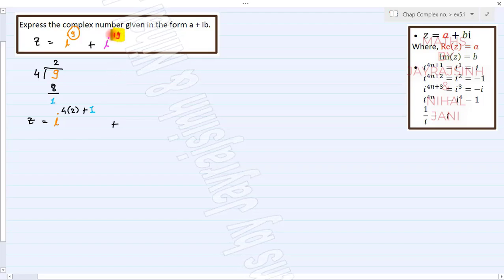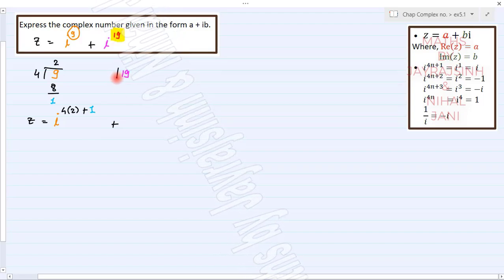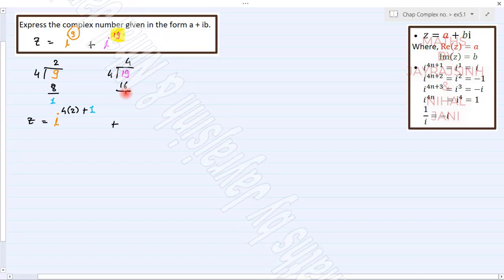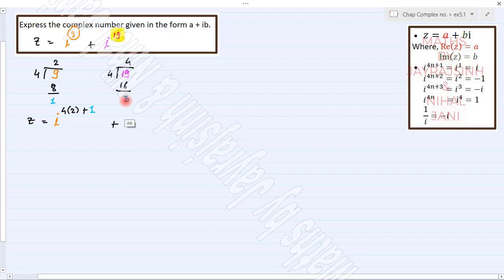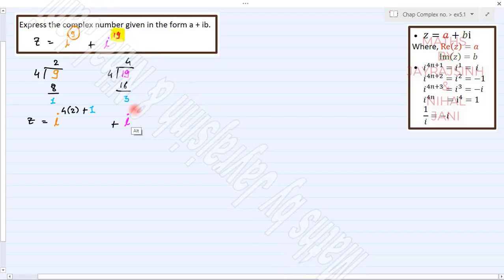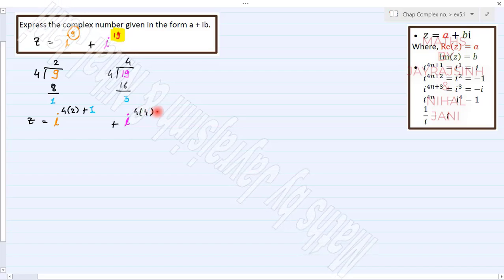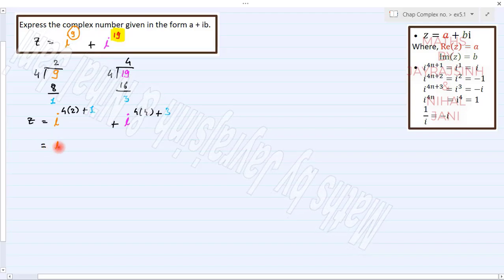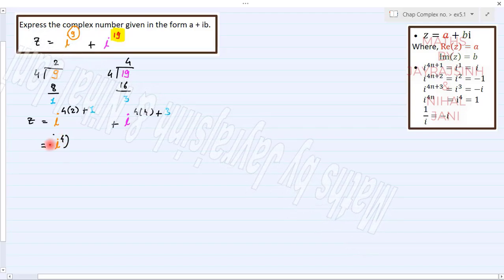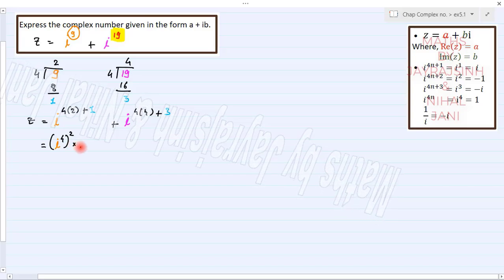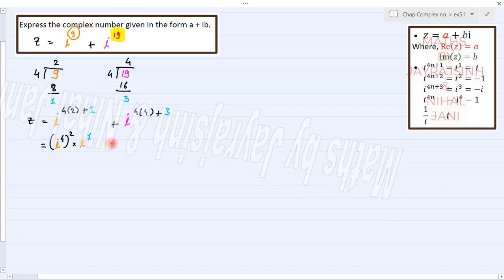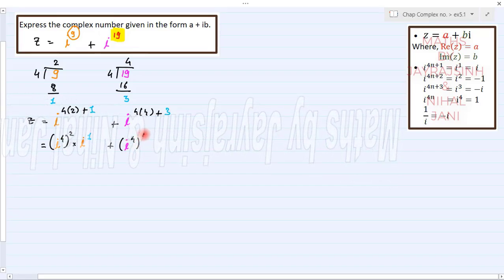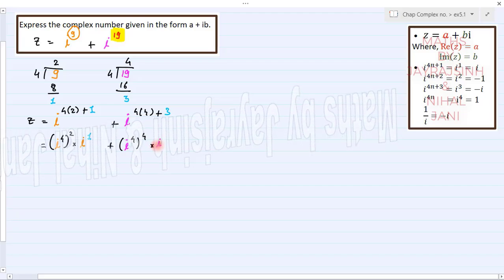Similarly, to simplify 19, let's divide your 19 by 4, and we know that 4 4s are 16. So you will get 3 as a remainder. So your second term will be i raised to 4 4s are 16 plus 3 as your remainder. Now let's further simplify. We have i raised to 4 the whole square into i raised to 1. Similarly, in second term, we have i raised to 4 whole raised to 4 into i raised to 3.